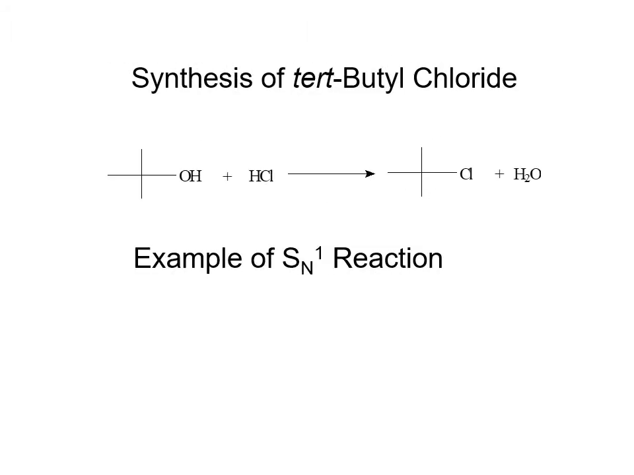So the synthesis of tert-butyl chloride is an example of an SN1 reaction, right? Basically, you have your tert-butyl alcohol here, and you put it in HCl. The OH detaches from this tertiary carbon to form a carbocation, and then the Cl is easily able to get into this tertiary carbon to form tert-butyl chloride.